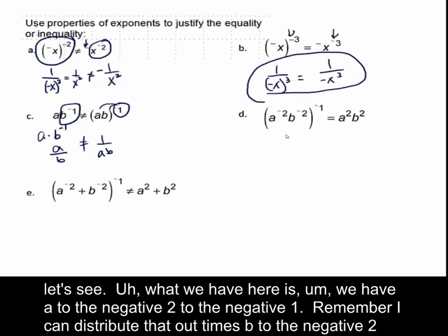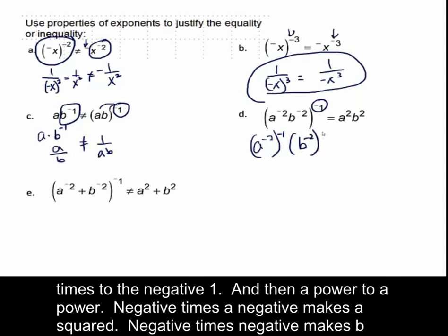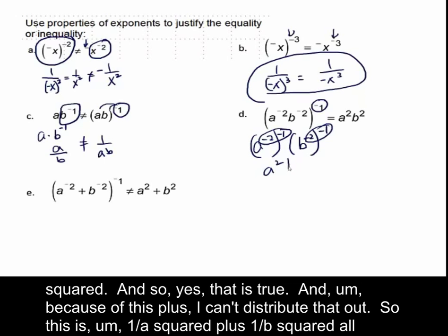Let's see. What we have here is a to the negative 2 to the negative 1. Remember, I can distribute that out, times b to the negative 2 to the negative 1, and then a power to a power: negative times a negative makes a squared, negative times negative makes b squared. And so, yes, that is true.